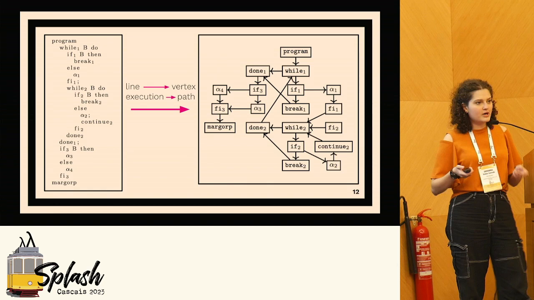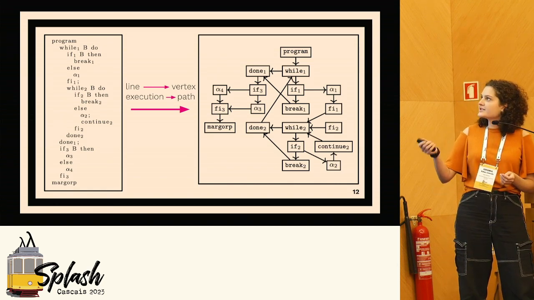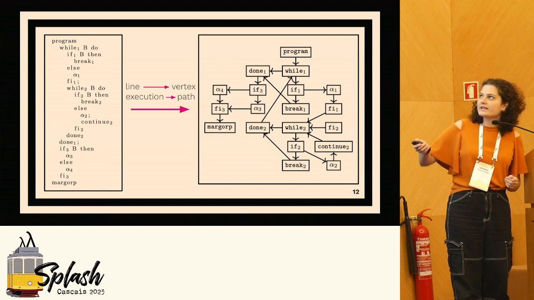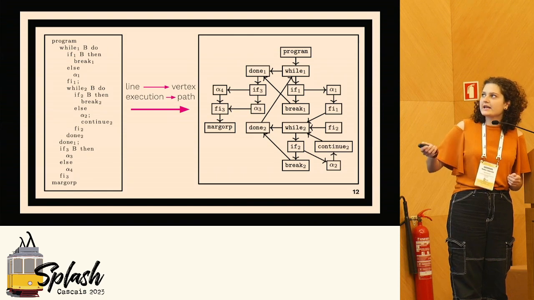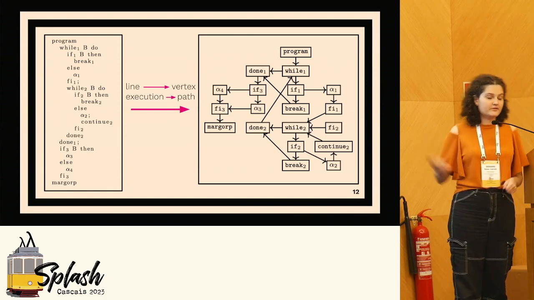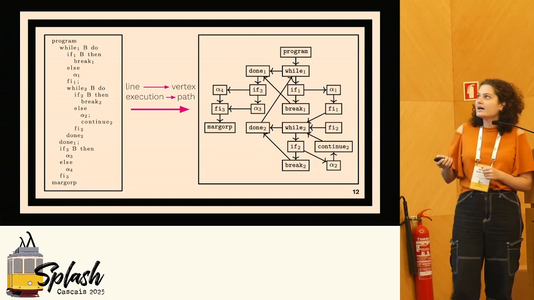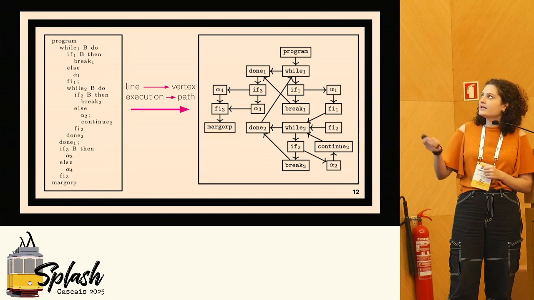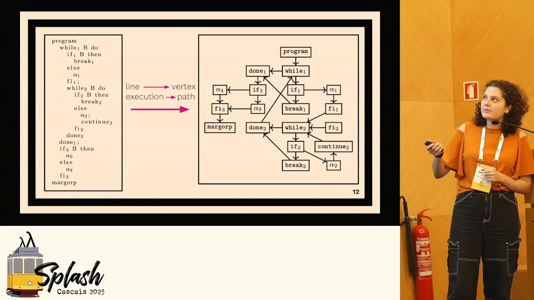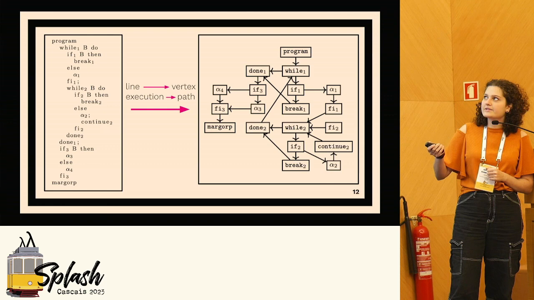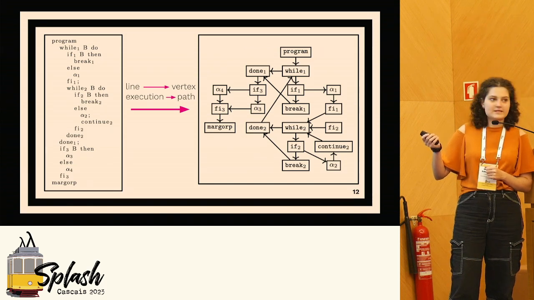So here's a program, and here is its control flow graph. The way that we transform this into this is that each line of our program becomes a vertex in our control flow graph. And if one line can go to the other, then we put an edge here. For example, here we have if 1 B, then break 1, else alpha 1. If B is true, I'll go from if 1 to break 1, so we have this edge here. And if B is false, I'll go from if 1 to alpha 1, so we have this edge here.